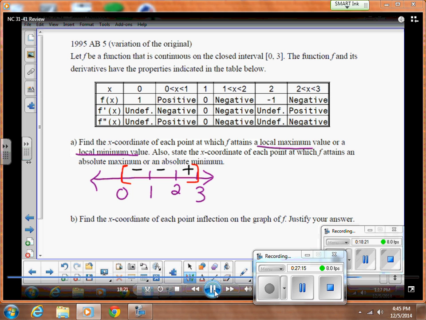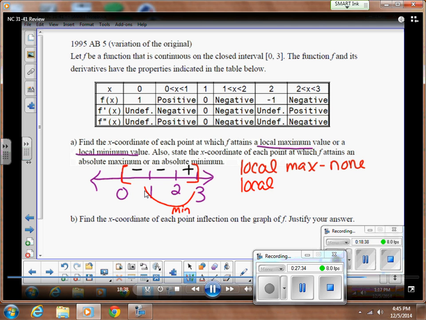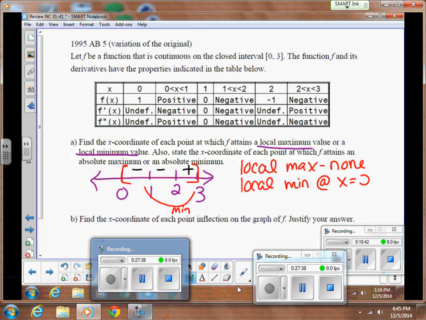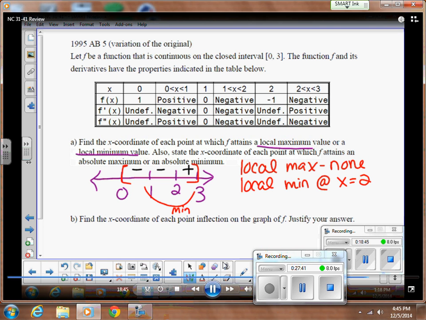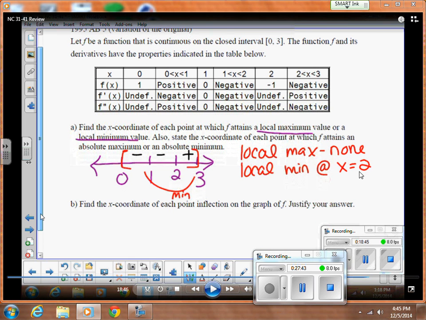So let's talk now direction. The only place where it's changing direction is here at 2. It's going from decreasing to increasing. So since that's where there's a change, when I go from decreasing to increasing, what can I form? A minimum. So local max, there's none. There's no change from positive to negative. The change is just happening from negative to positive. So the local maximum, there's none, but the local minimum is at x equals 2. And remember, this is saying local, okay?